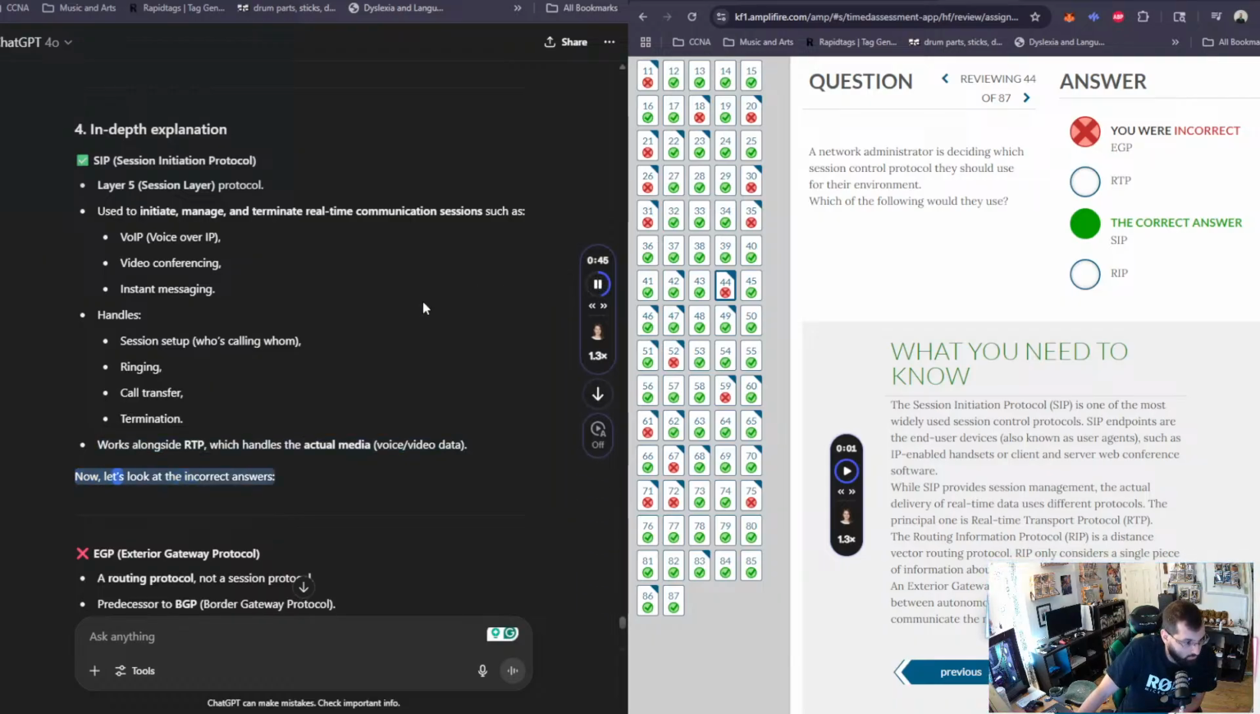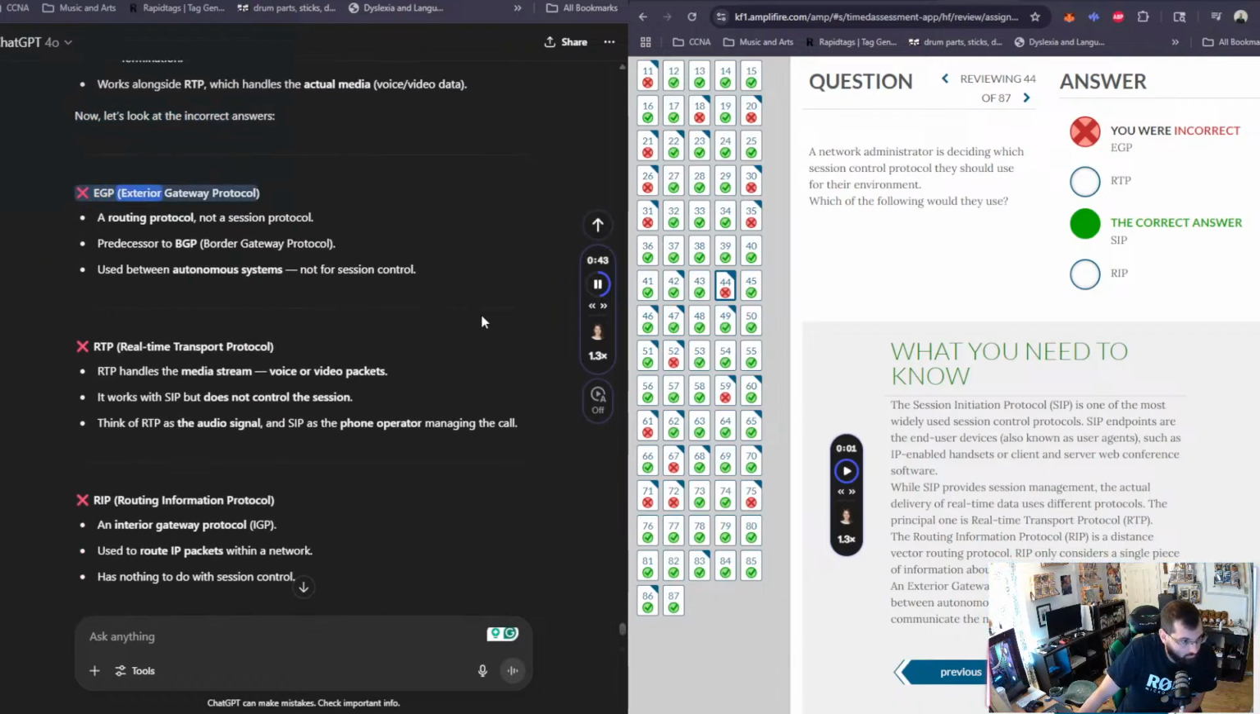Okay. Now, let's look at the incorrect answers. EGP, Exterior Gateway Protocol, a routing protocol, not a session protocol. Predecessor to BGP, Border Gateway Protocol. Oh, okay, it's a routing protocol. So that's the difference. It was a session protocol versus a routing protocol. That's what I got confused. Used between autonomous systems, not for session control.